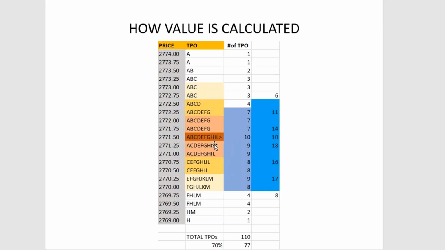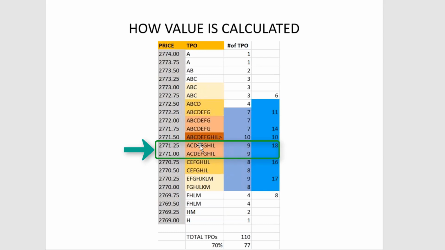So the way this is calculated, starting with the center line, which has got 10 TPOs in it, that's 10. We then look at the two lines above, 7 and 7 would be 14. We look at the immediate two lines below, 9 and 9 would be 18. So the first lines we add would be the two below because they're the highest in count.